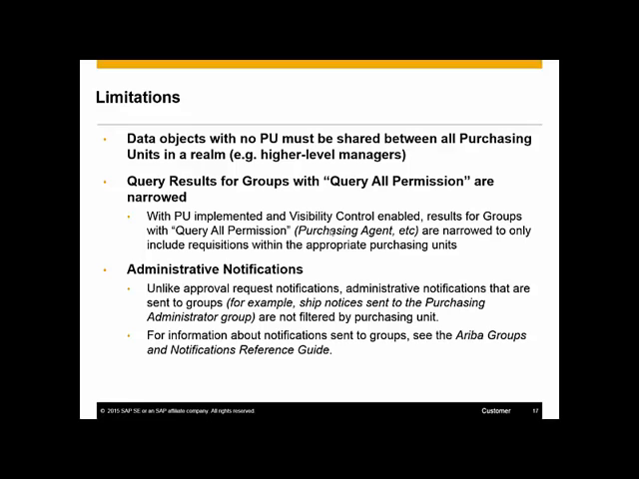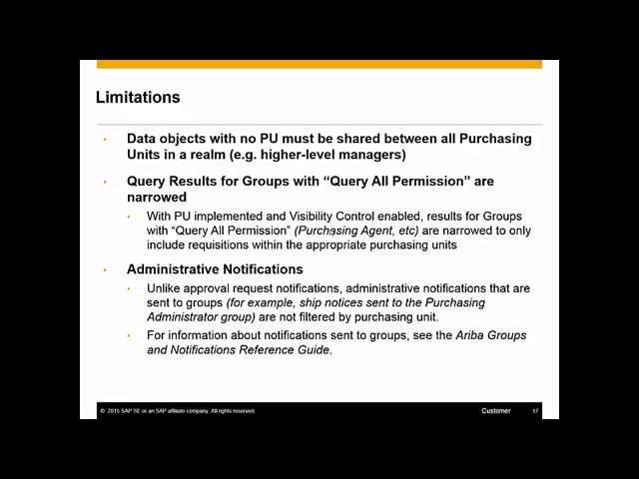So again, normally somebody with query all permission can see across the enterprise, but if we have purchasing units in place and visibility control turned on, which is turned on via a parameter, that's much more restrictive and limits what you can see based on PU.